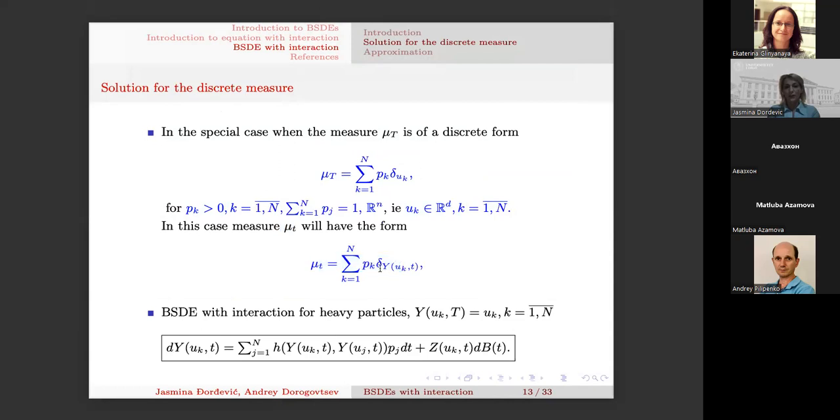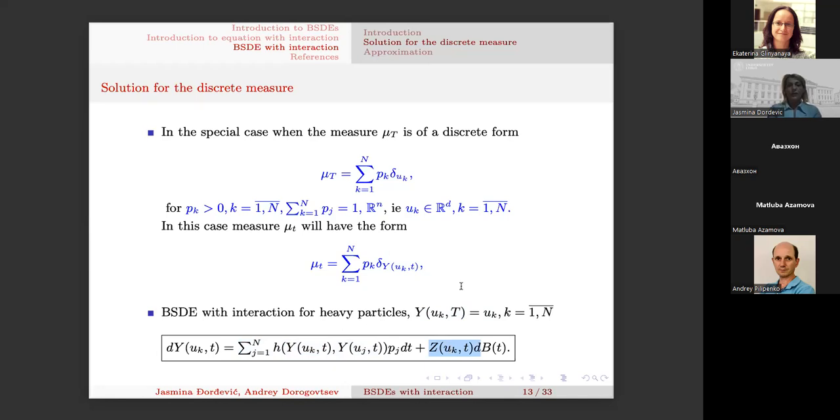So we have now delta of the state process at some moment t. Then BSDE with interaction for heavy particles. When we have that the values of the final condition for the state process, the u_k's, have a simpler form, the drift is given as a sum of pairwise interactions between the particles under the function h, and the diffusion coefficient has only the control process, part of the solution for those heavy particles.